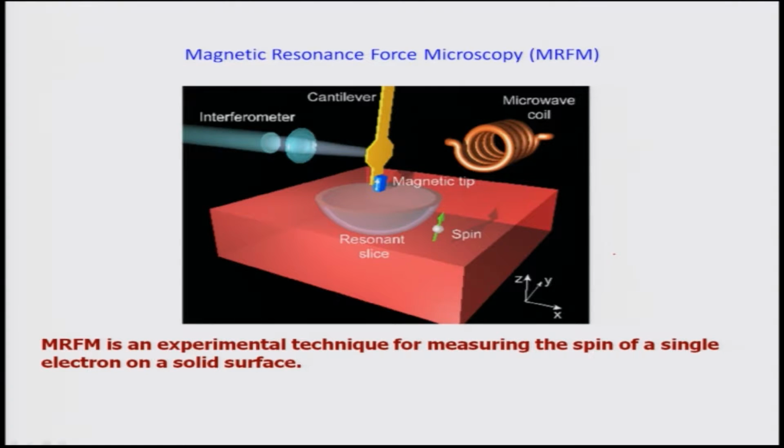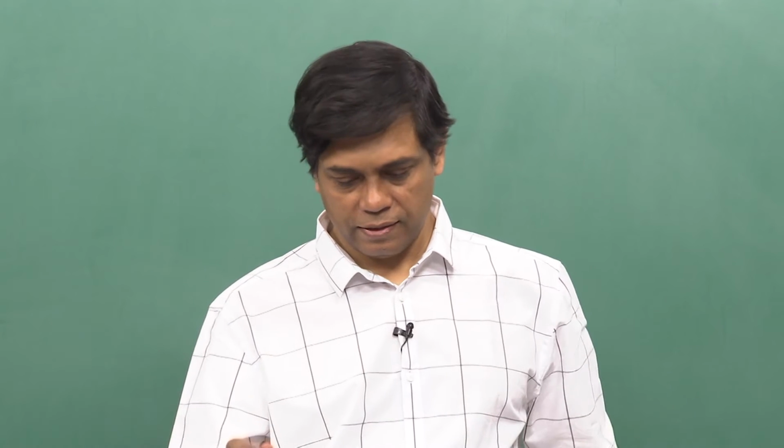The other important implementation is the idea of using magnetic resonance force microscopy, which is an experimental technique to measure the spin of a single electron on a solid surface. Generally, in almost all these approaches, we have been using the spin of the electron. Mostly, we have been using the spin as a quantum number for making implementable quantum computing. So, in ion traps also it was the spin of the electron, whereas in NMR it was the proton or the nuclear spin which was looked at.